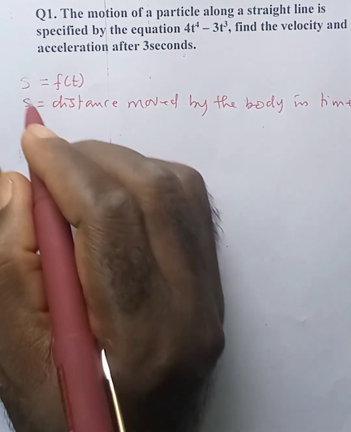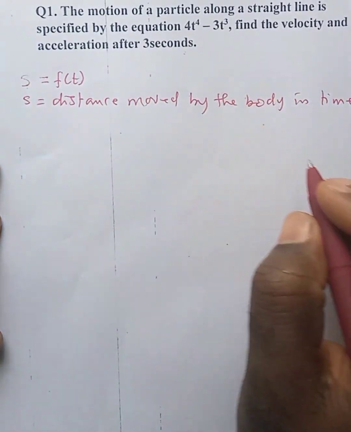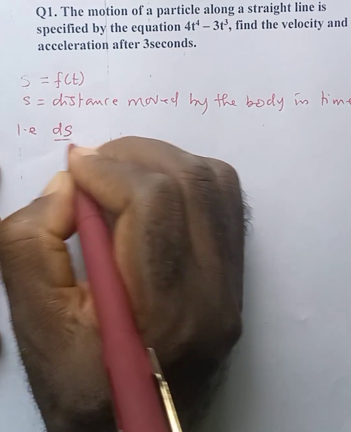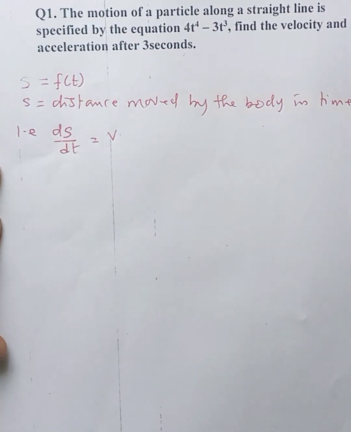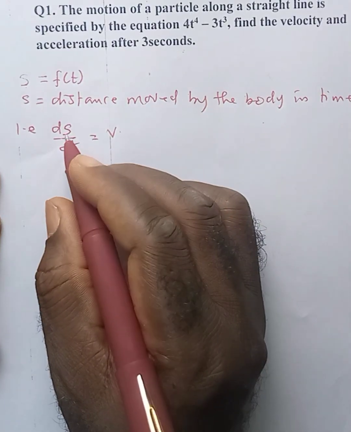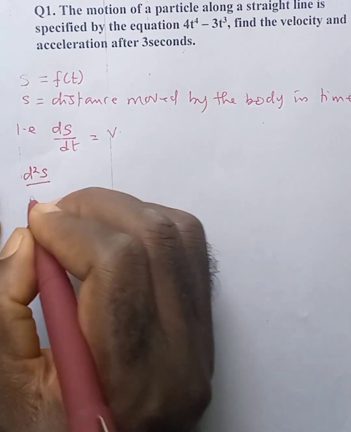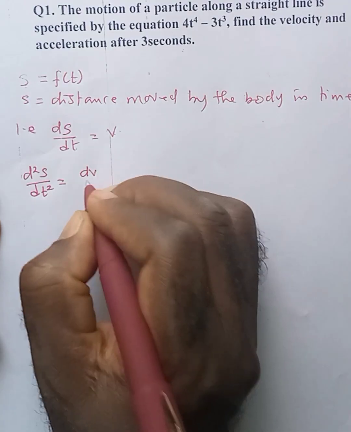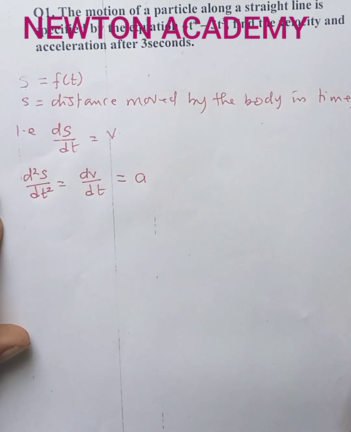Now what happens here is, if you differentiate this distance function with respect to time, we are going to get velocity. That is, when you differentiate this distance with respect to time, we get the velocity of the body. And if you further differentiate, that is its second derivative, d squared s over dt squared, which is differentiating the velocity function dv/dt with respect to time, it will give you the acceleration of the system.